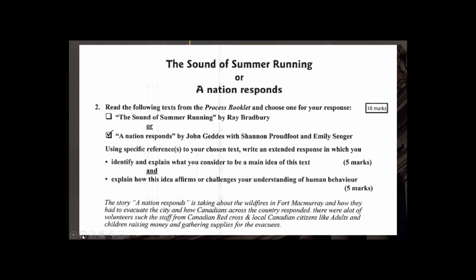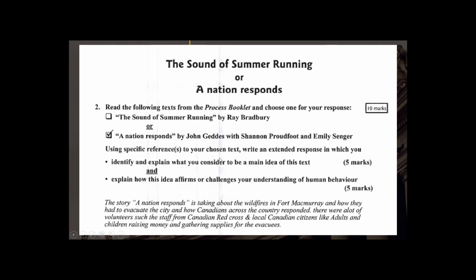So here's an example. A Sound of Summer Running or A Nation Responds. So there's 2 readings. You would choose one, and you can see how they checked off this is the one that they're using. So it says read the following text and choose one. So you can choose this story. So only read that story.